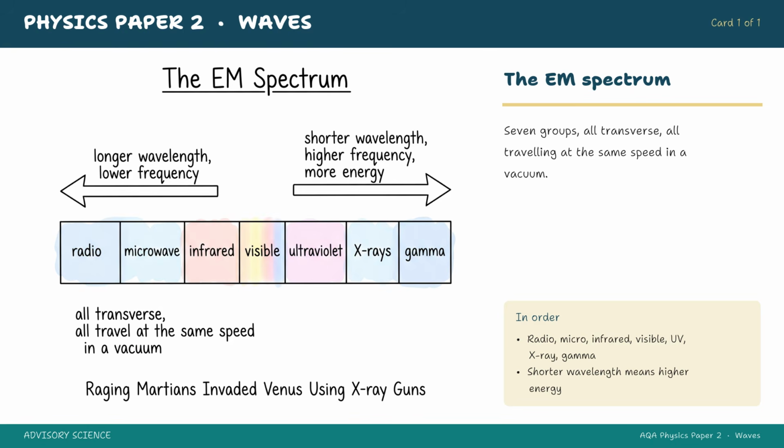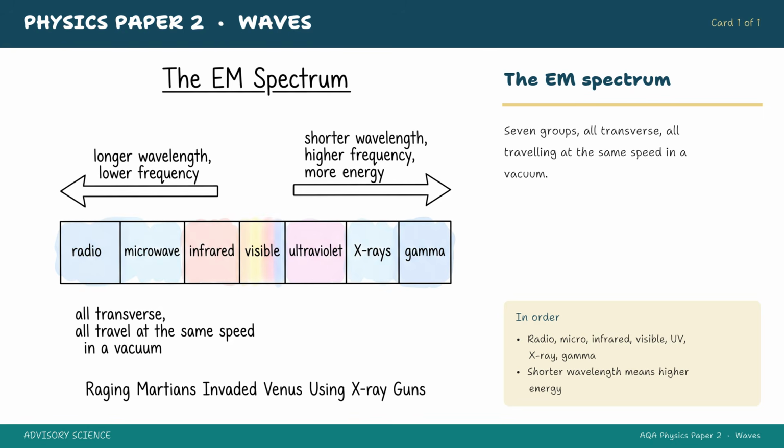The electromagnetic spectrum. Visible light is one small slice of a much bigger family, the electromagnetic spectrum. They're all transverse, they all transfer energy, and in a vacuum, they all travel at exactly the same speed. Seven groups, and you need them in order: longest wavelength and lowest frequency first, radio, microwave, infrared, visible light, ultraviolet, X-rays, gamma rays. Remember it with: raging Martians invaded Venus using X-ray guns.